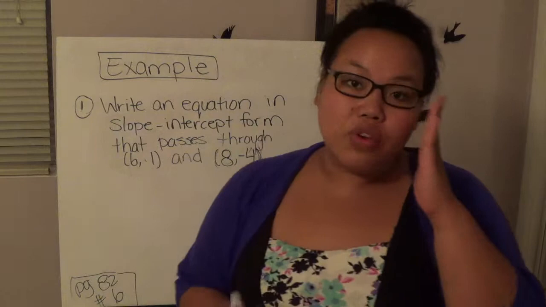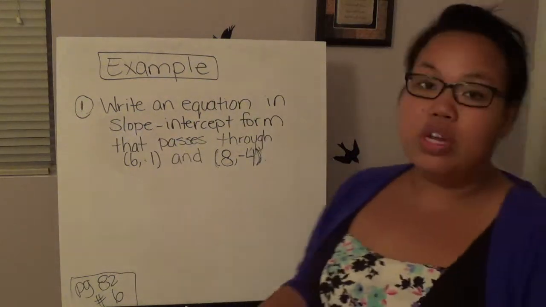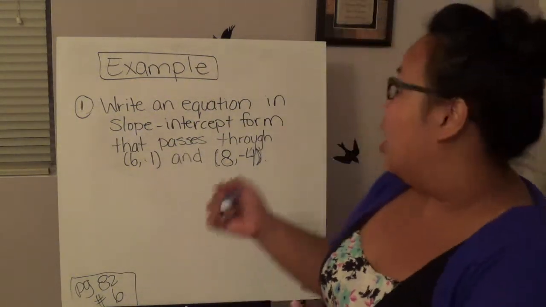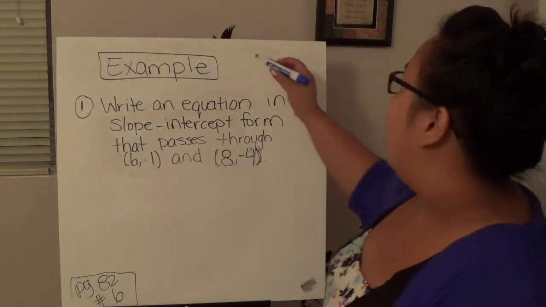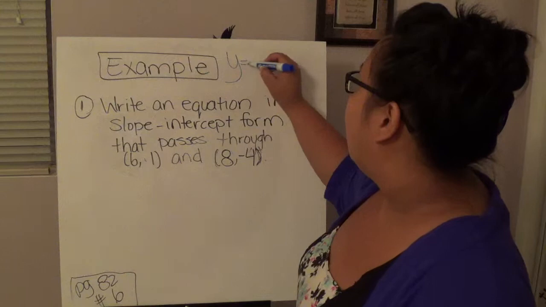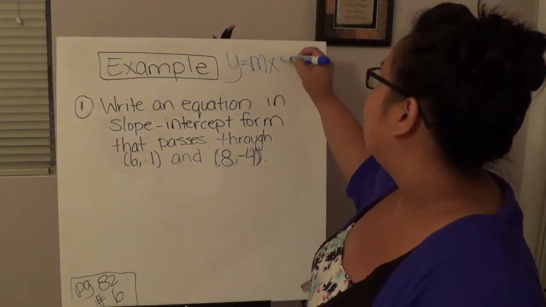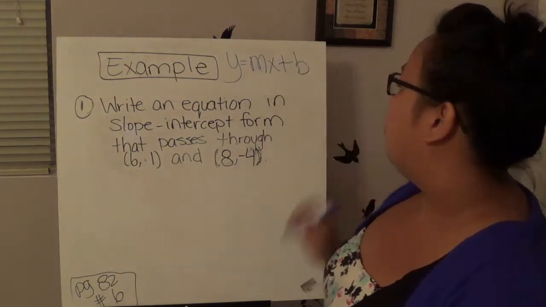In the beginning of your homework, it's going to be pretty simple. They're going to give you a slope and a y-intercept, and you just plug it in. And again, this is the equation you want to master: y equals mx plus b. This is my slope-intercept form.